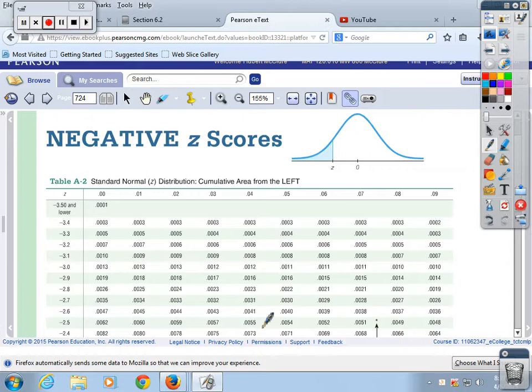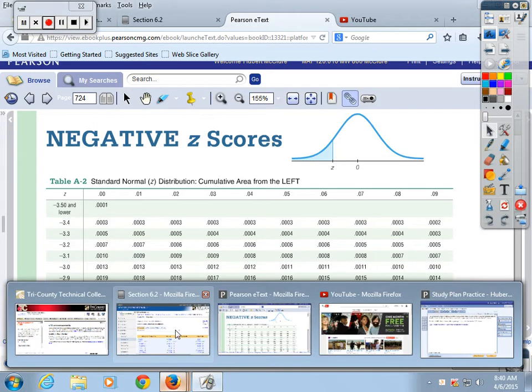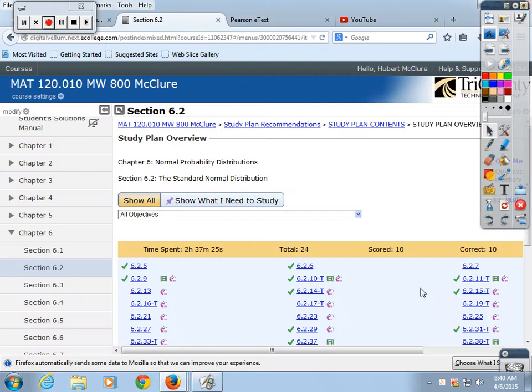So let's look at one. I'm just going to pull one out of here because they're a whole lot easier to understand.